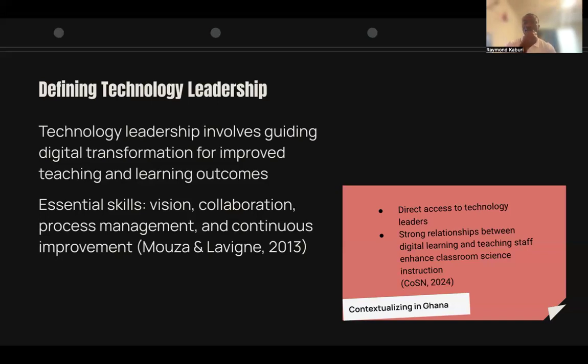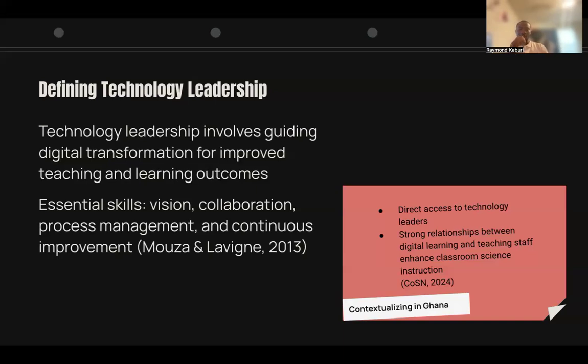And like I said earlier, I will be contextualizing this in the context of Ghana, and to be specific, in science education in Ghana. It helps teachers and people in the science education fraternity in Ghana to have direct access to technology leaders, people who are leaders in the technological field. It also gives people strong relationships between digital learning and teaching staff, which enhances science instruction in the classroom. And this was formulated by Cors in 2014.